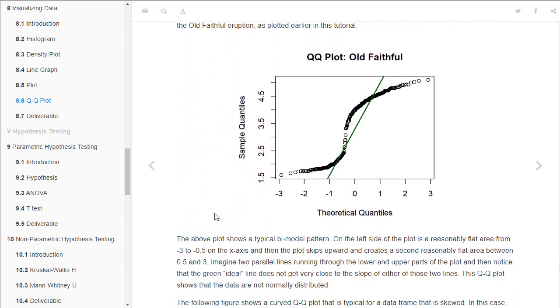Here's that Old Faithful data. Remember, Old Faithful had a bimodal data where there were some long eruptions and short eruptions. Well, this is what bimodal data looks like in a QQ plot. Notice there's a lower area that's kind of flat and an upper area that's kind of flat, but there's a skip in between them. And altogether, this is not what you would call normally distributed.